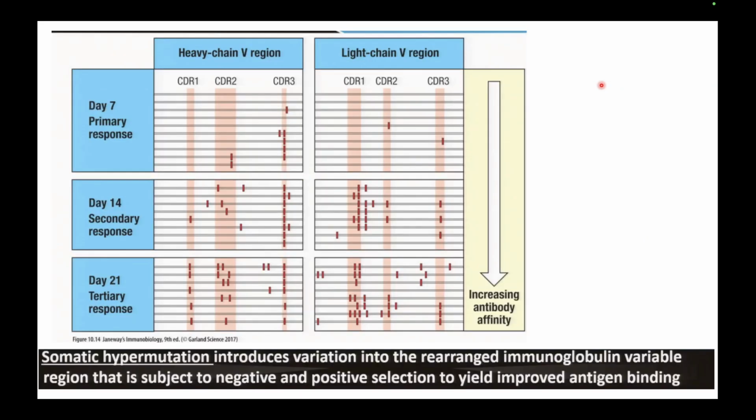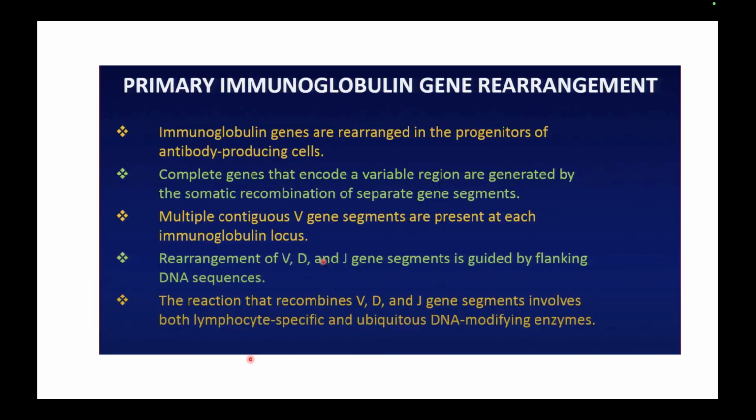This is somatic hypermutation, you can see. After the primary and secondary response, more and more mutations are generated in the CDR3 region, and that helps in increasing antibody affinity. Those antibodies are selected which have gathered mutations specifically in the CDR3 regions, the variable region present in the antigen binding site, which increases the affinity of the antibody against that particular antigen.